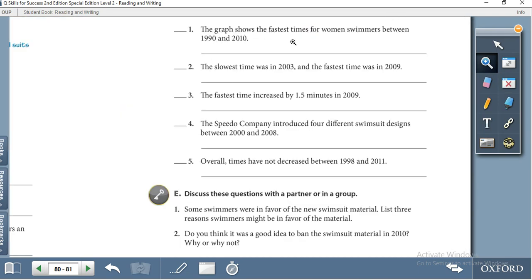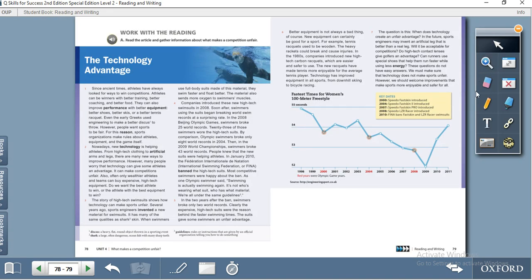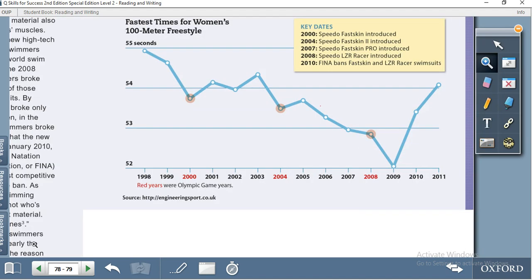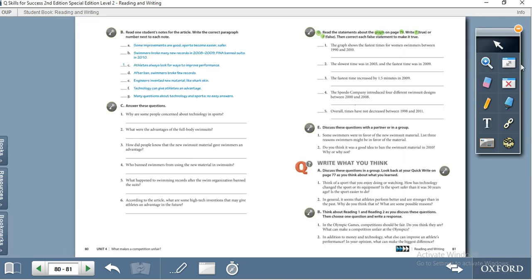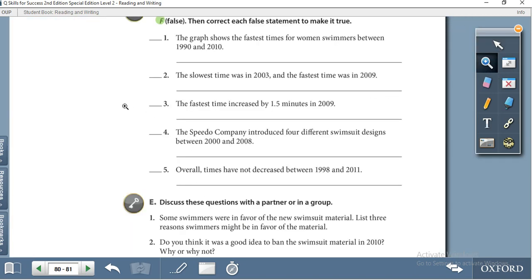the graph shows the fastest time for women swimmers between 1990 and 2010. Is it true or false? And also number 2, the slowest time was in 2003, and the fastest time was in 2009. Go back to this graph and respond here. No, it's not true, so you have to go back to page 79 and solve this exercise.